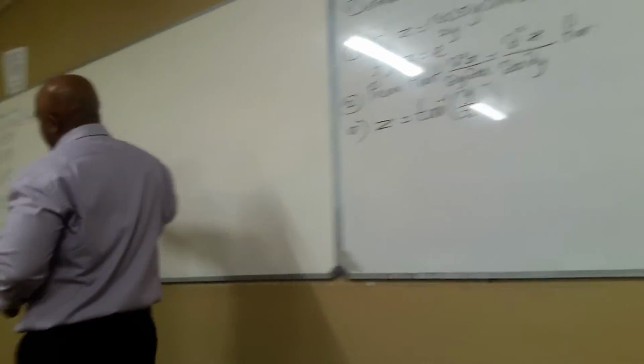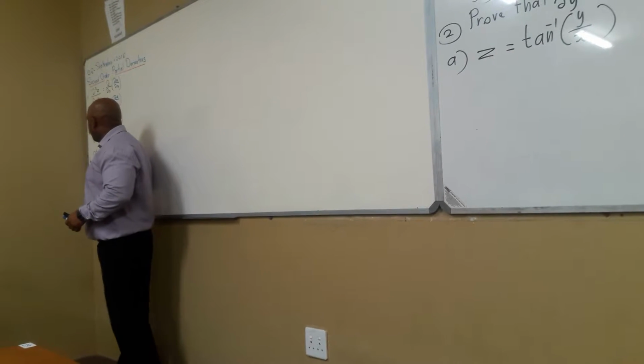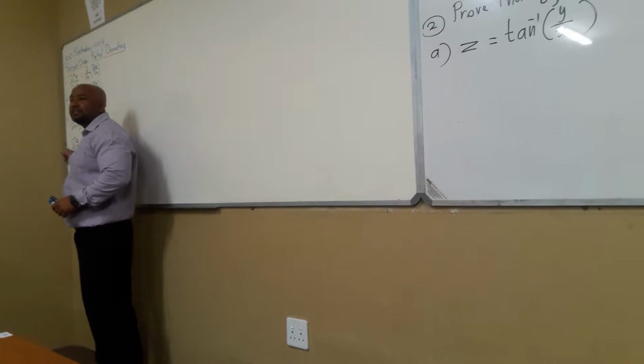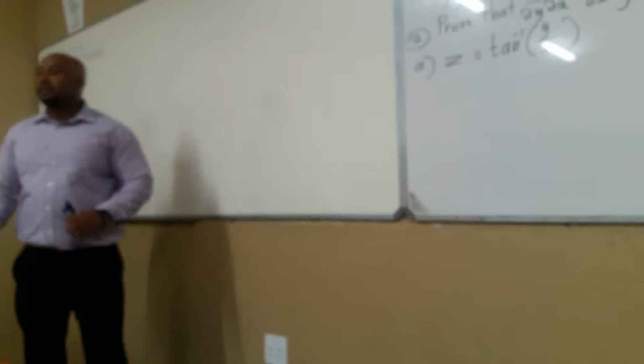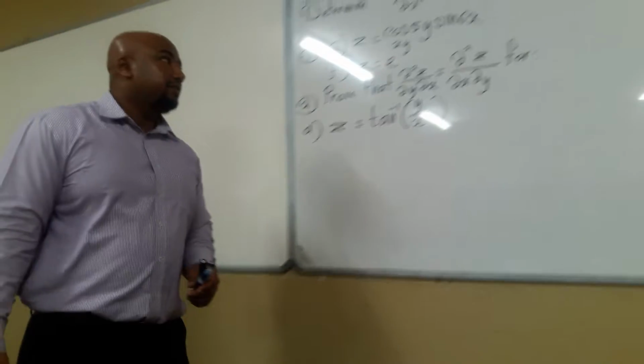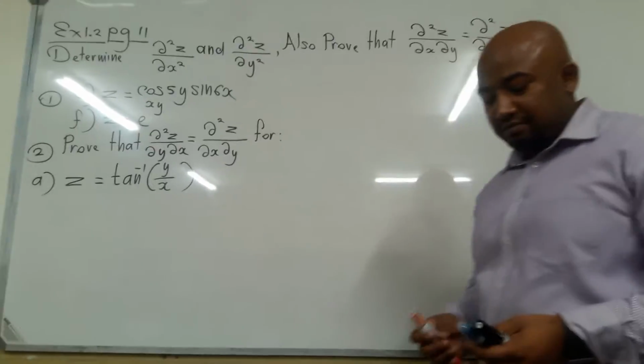Can you see that? We got 1, 2, 3, 4. So it's 1, 2, 3, and 4. 3 must always equal to 4. If 3 is not equal to 4, you made a mistake. Okay. Let's take the first example.